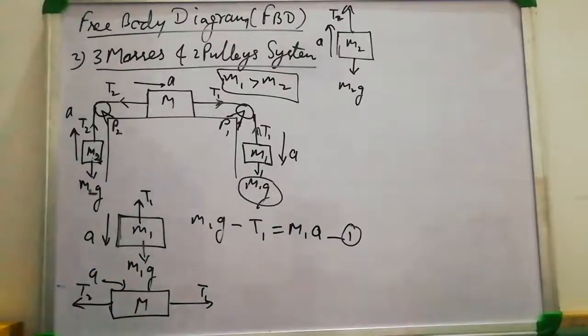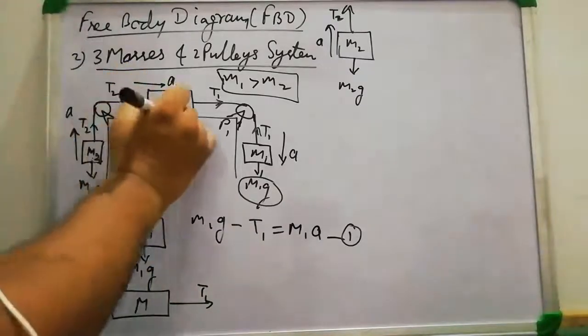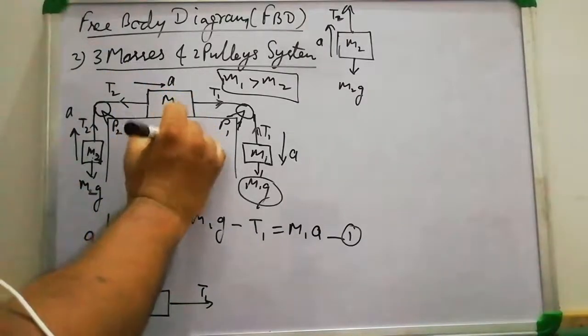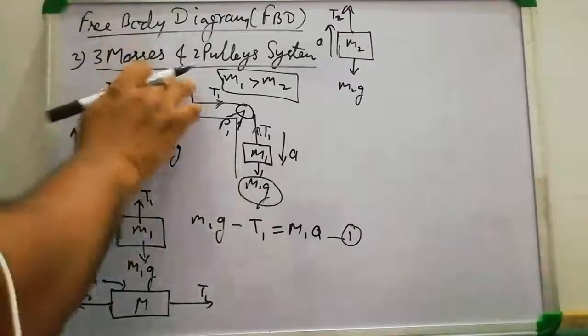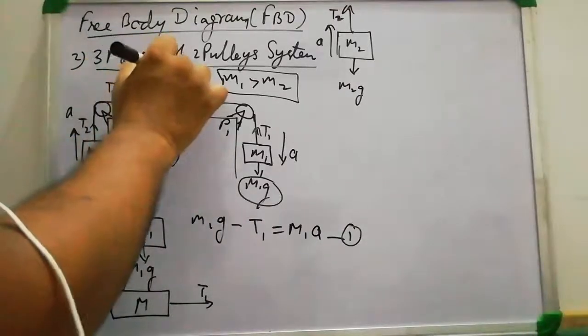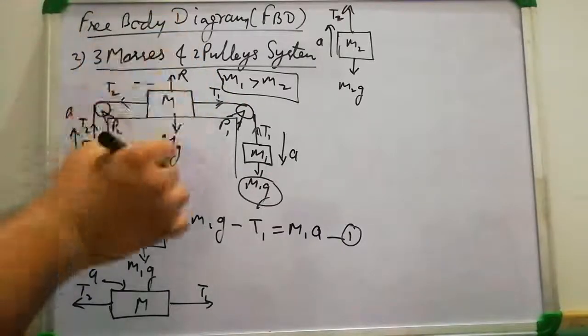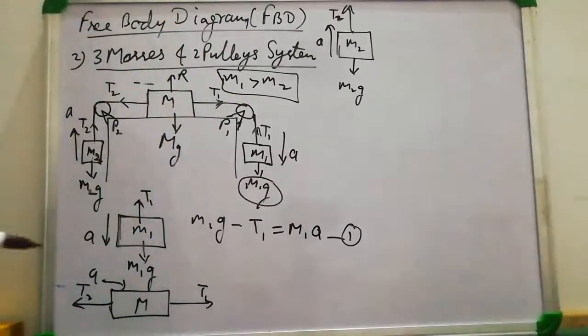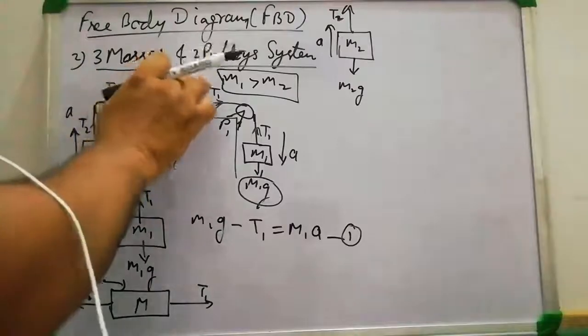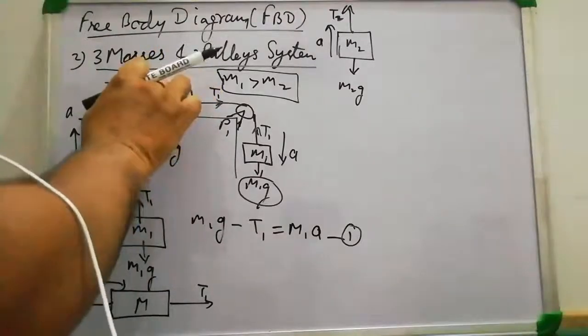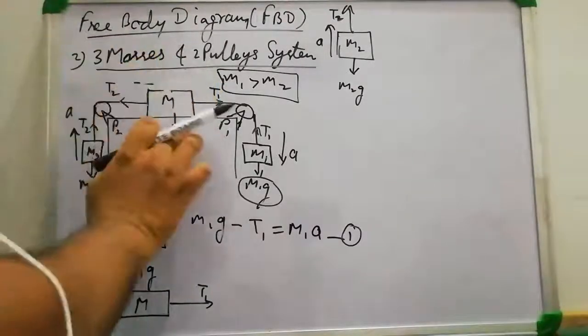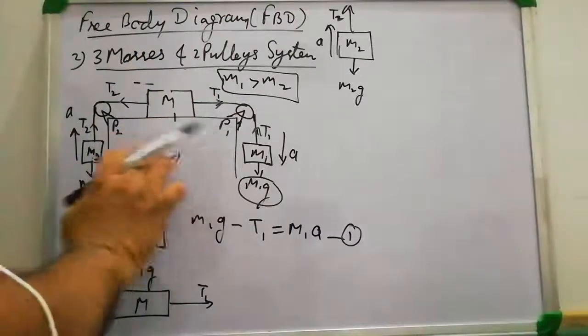Similarly on this block, since T1 and T2 are the only two forces acting here, actually its weight will also act in downward direction and the normal reaction will be acting in upward direction, but this normal reaction and this weight mg will be equal and opposite, so they will cancel out their effects. So we will not discuss these forces here because they will cancel out each other.